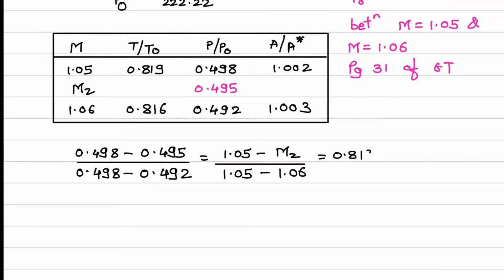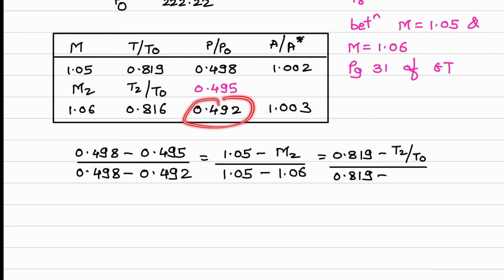0.819 minus, this temperature ratio is unknown, so this will become T2 by T0. Okay, so I'll write down over here, it will be T2 by T0 divided by, again 0.819 minus, for 0.492, what is the T by T0 ratio? 0.816.